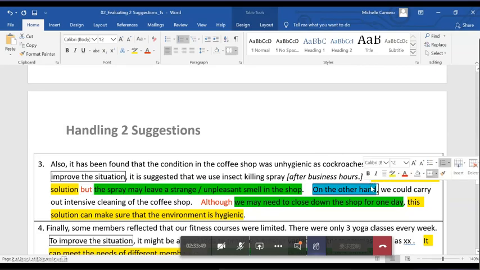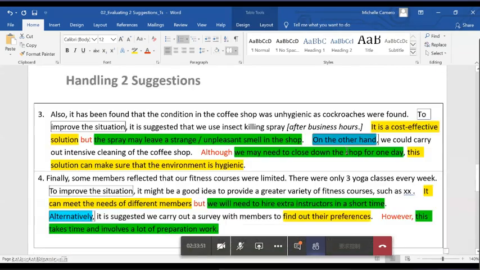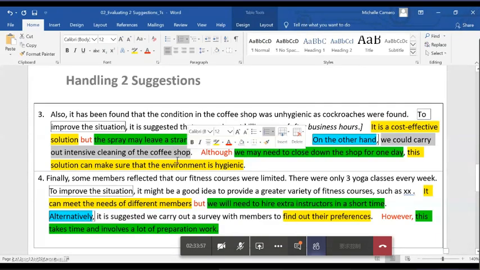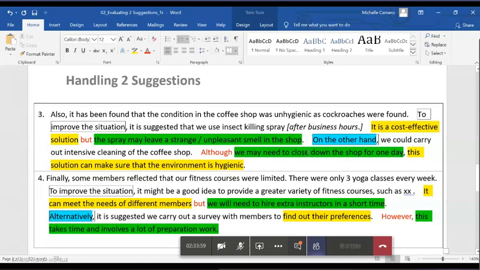On the other hand, remember it's on the other hand, not the other side. On the other hand, we could carry out intensive cleaning of the coffee shop. So that's solution 2. Although we may need to close down the shop for one day, so this is the disadvantage, this solution could make sure that the environment is hygienic. That's the advantage. This is a disadvantage because if you close the shop down for one day, you're going to lose business, right? You're going to lose money. But it will make sure that the shop is clean. That's the advantage. They use the word although to show the relationship between the disadvantage and the advantage.